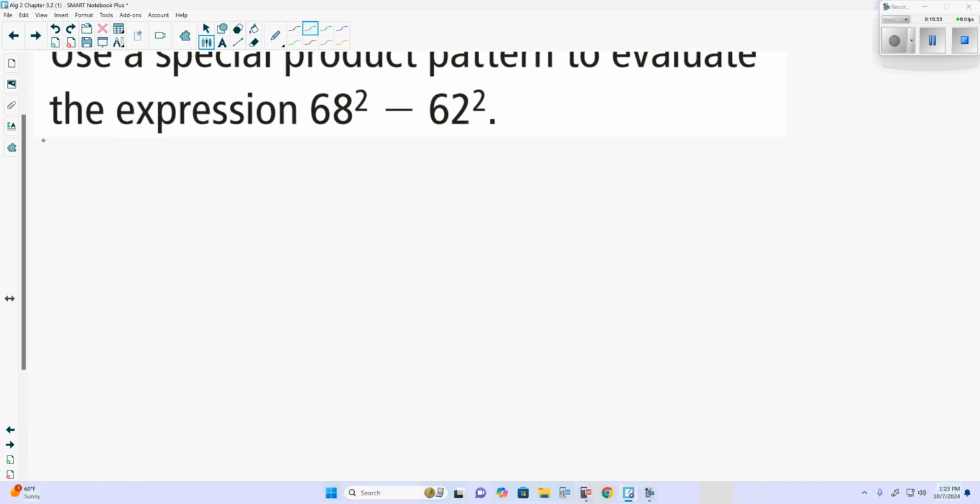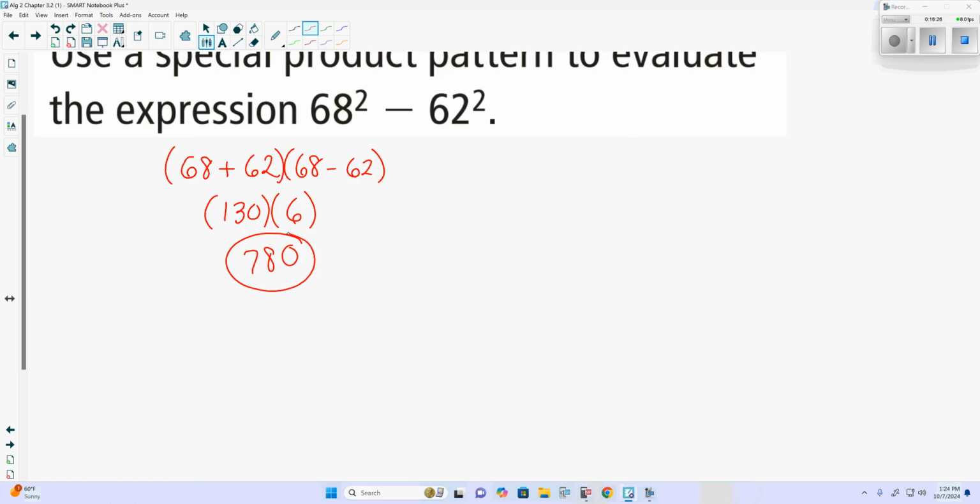68 squared minus 62 squared. So we're going to find this one here. We would do what? 68 plus 62 times 68 minus 62. So 68 plus 62 is going to be 130. 68 minus 62 would be 6. So we get 780. Questions on this here?